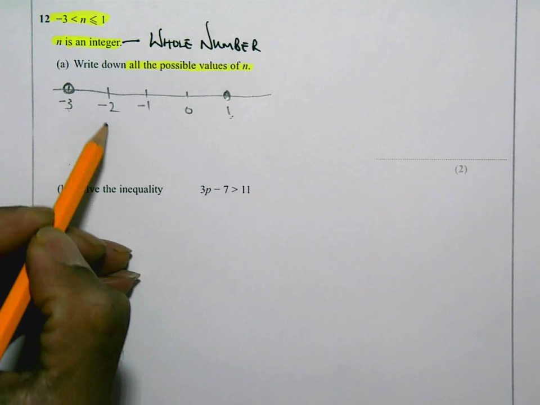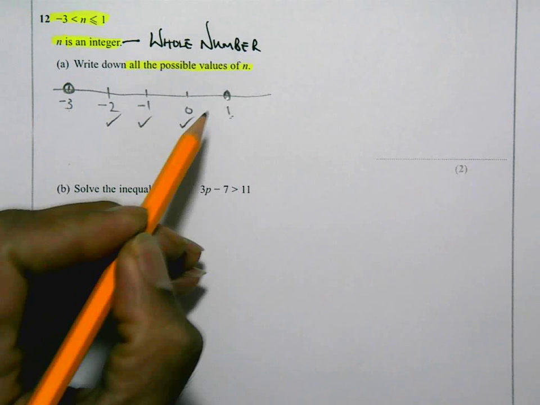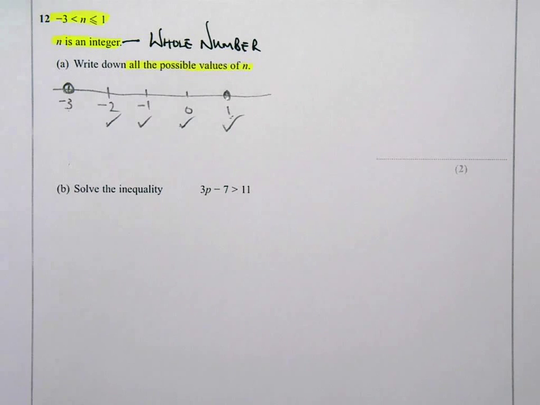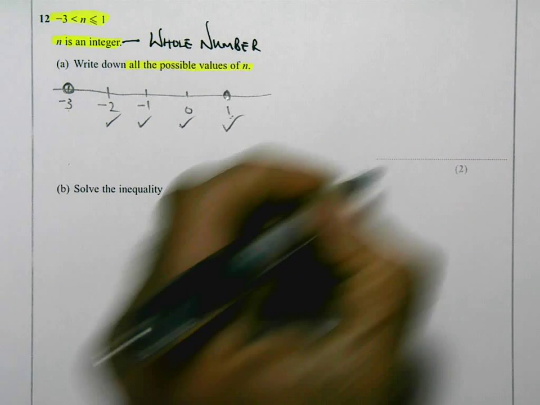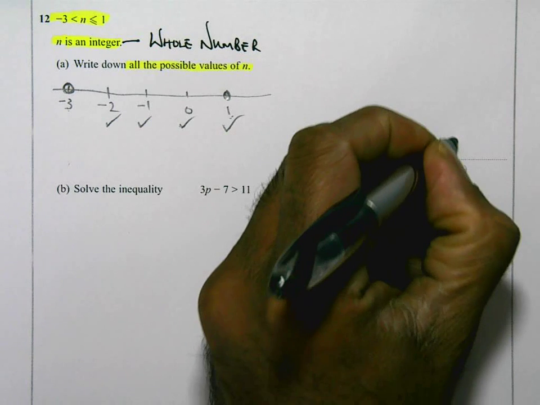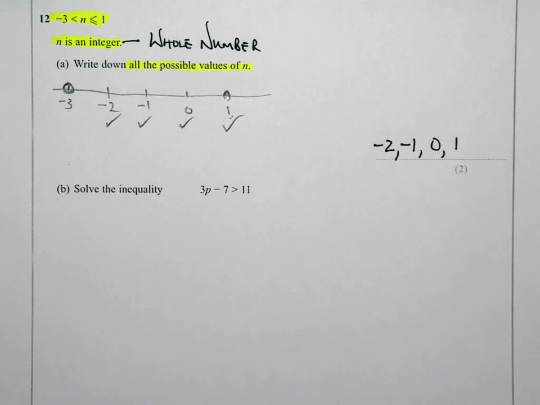So my possible whole numbers that it could be are going to be minus 2, minus 1, 0, and 1. And that's what I need to write in the answer space. Minus 2, minus 1, 0, and 1. Those are the possible values that n could take. Then we get to part B.